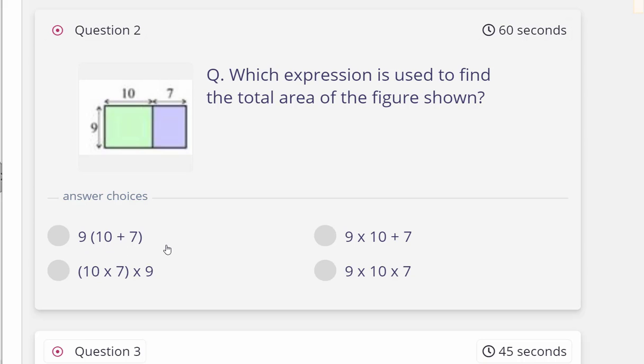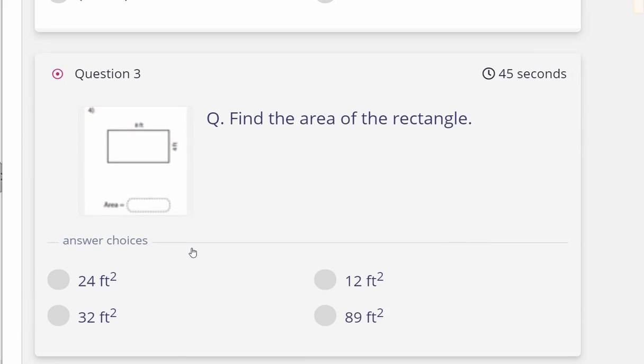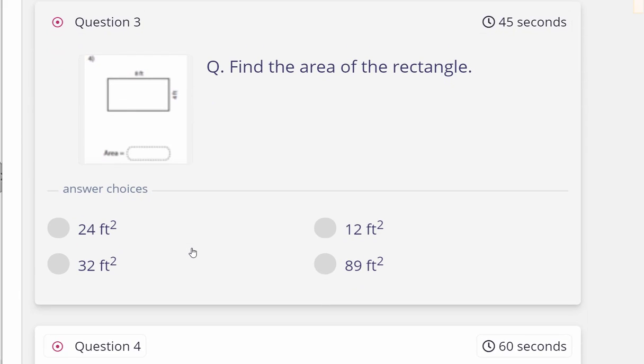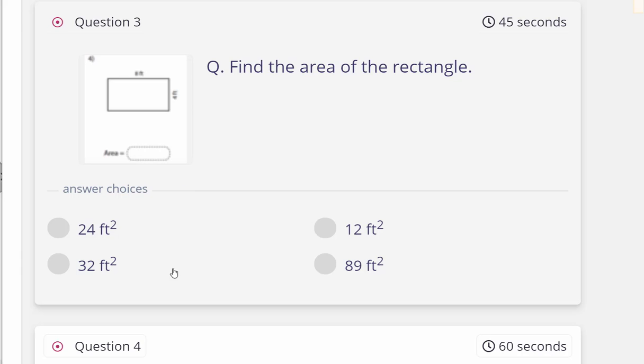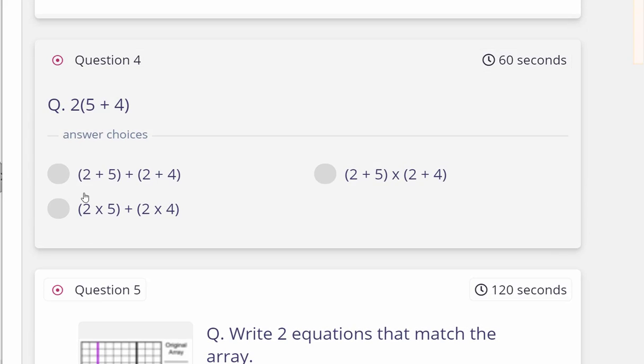What about 9 multiply 7 plus 10? That is wrong, because it should be 9 times 10 plus 9 times 7. So it's wrong. The correct one is A, the first one. Okay, let's move to the second one. The next question, Yusuf Bukhamsin. Yes, mister. Go ahead. The area of this rectangle. 32 square feet. Thank you. Okay, the next question.